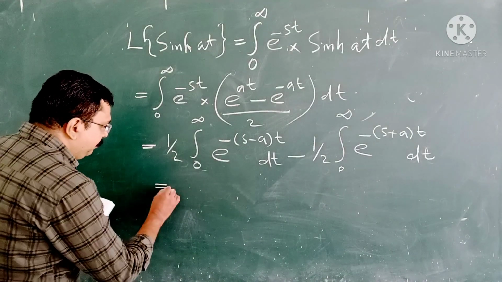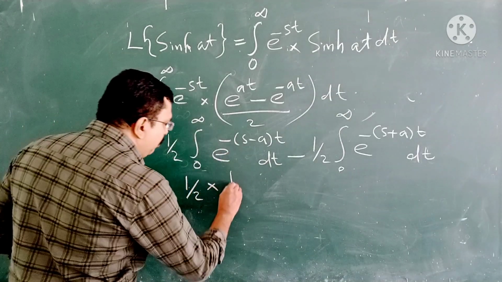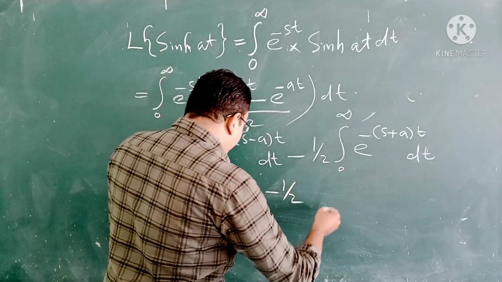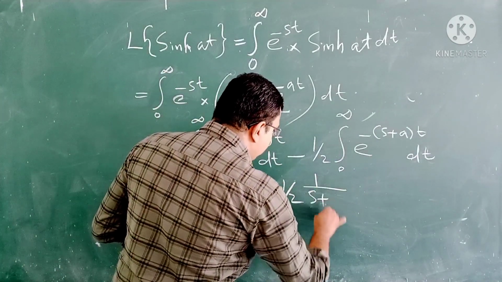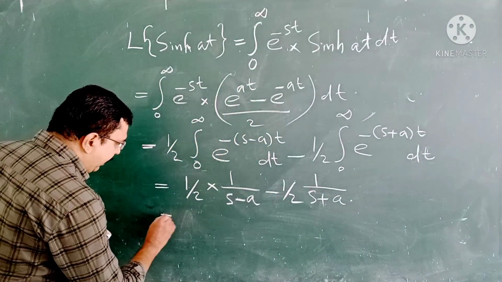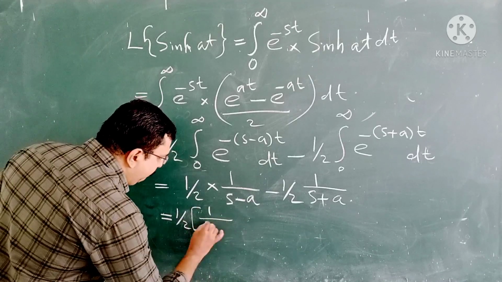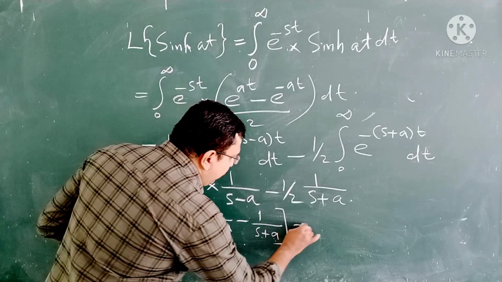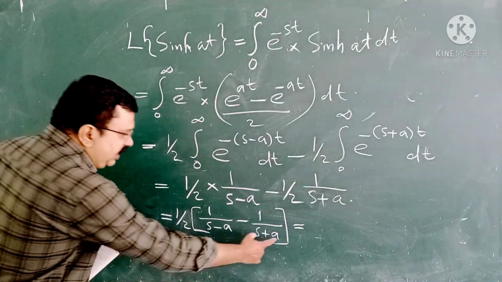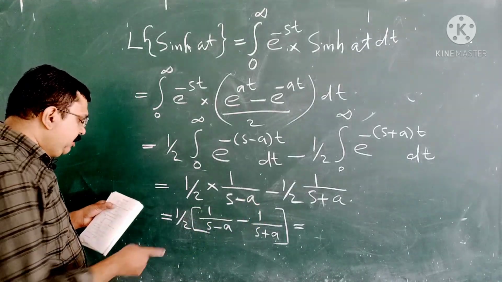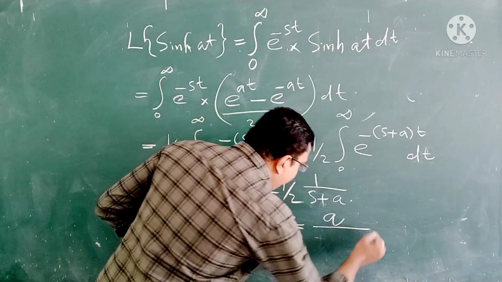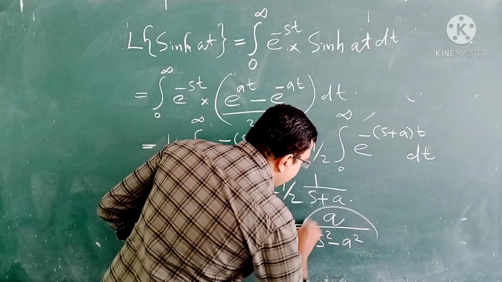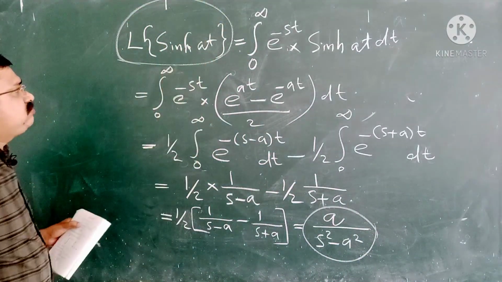Okay, that is equal to 1 by 2 into, this one is 1 by s minus a, next one is minus 1 by 2 into 1 by s plus a. Okay, 1 by 2 can be taken outside, 1 by 2 into 1 by s minus a minus 1 by s plus a. Okay, when we are solving, we get s plus a minus s minus a, that is 2a. 2a divided by 2 is a. a divided by s minus a into s plus a is s square minus a square. This is the final answer of L of sin h at.